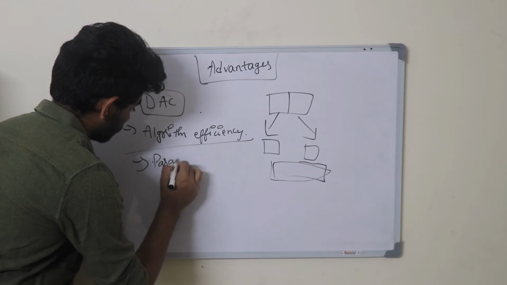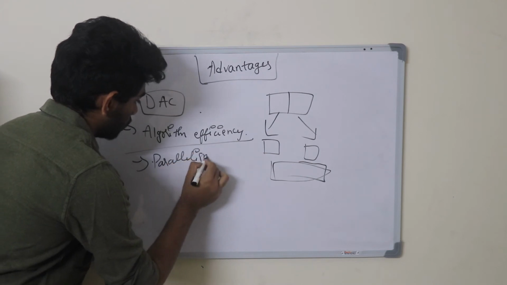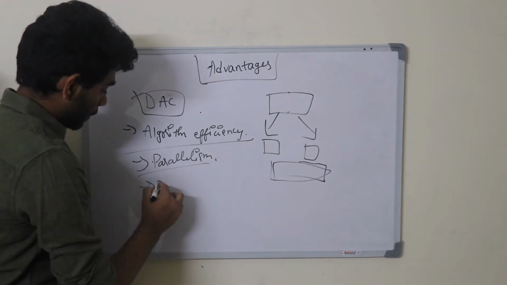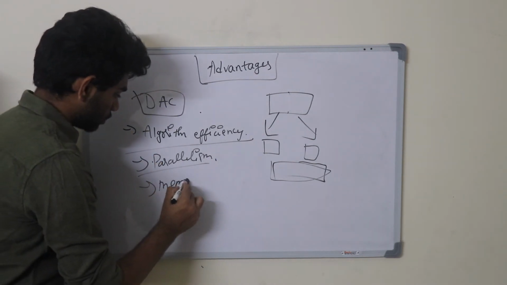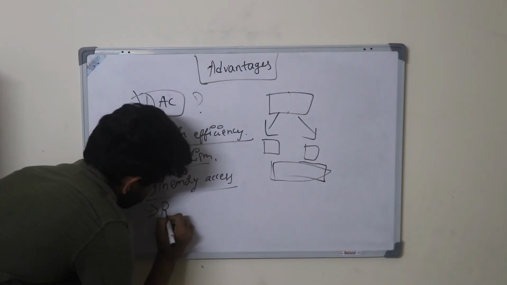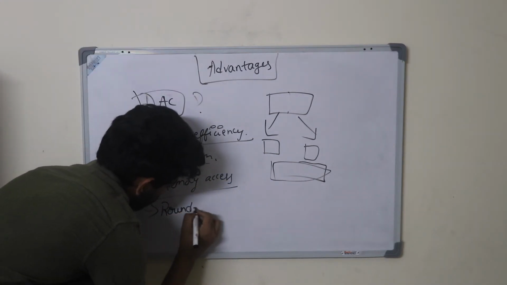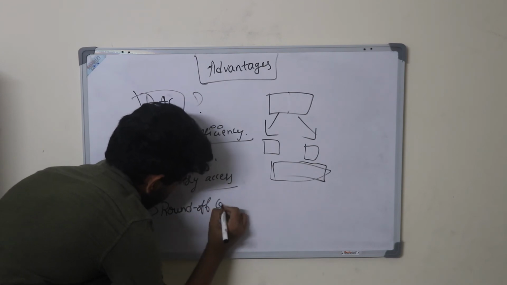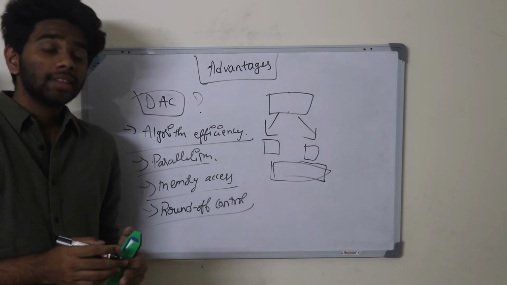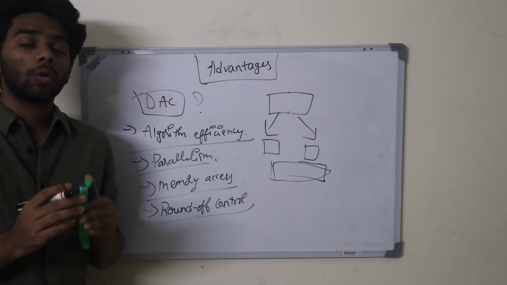Parallelism. We can use it in multiple languages. The next one is memory access. Then round-off control. Basically, many students face round-off issues.